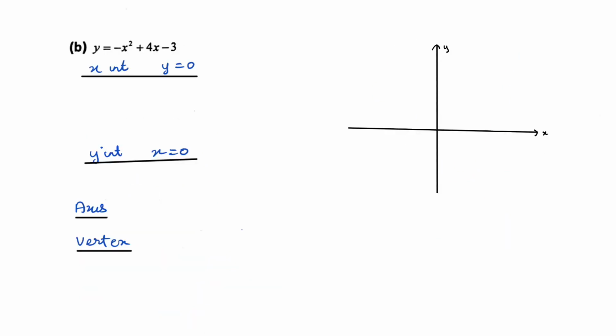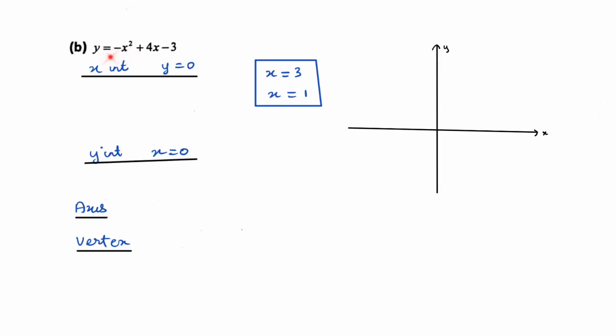Let's do one more question. In this question we have y is equal to negative x squared plus 4x minus 3. So our coefficient of x squared is negative. This tells us that we are going to get a maximum value. The first thing we will do is find the x-intercept by substituting y with 0. You can put in the calculator mode 5-3 or mode 3-3 and get your answers for x. You will get x is equal to 3 and x is equal to 1.